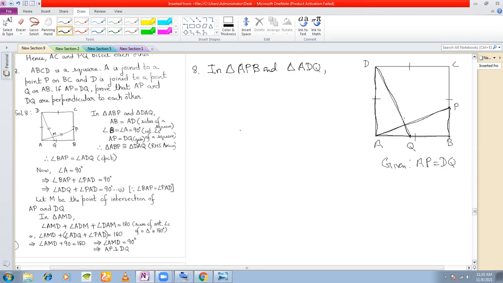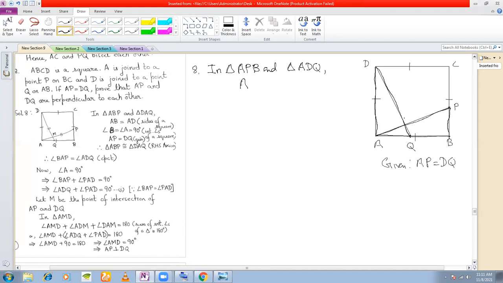No, vertically opposite angle will not work here. Sir, AB is the common side. No, AB is not the common side. Sir, AP is equal to DQ. No, sir, AP is equal to DQ given, sir. Okay, yes. This is the first thing we start with.